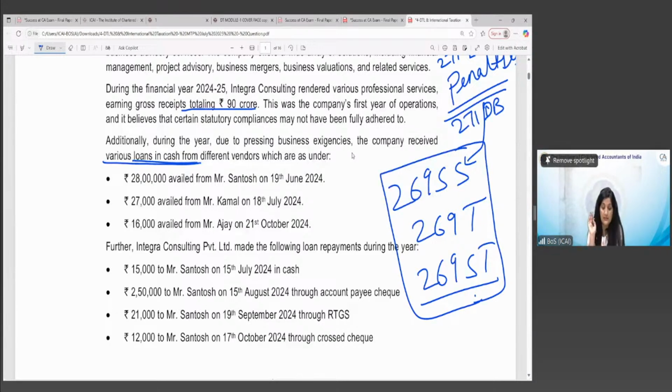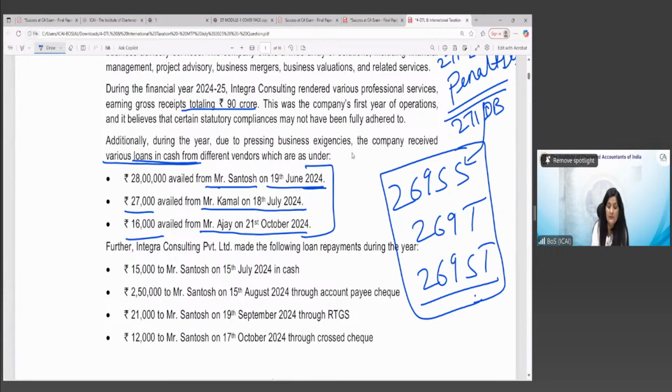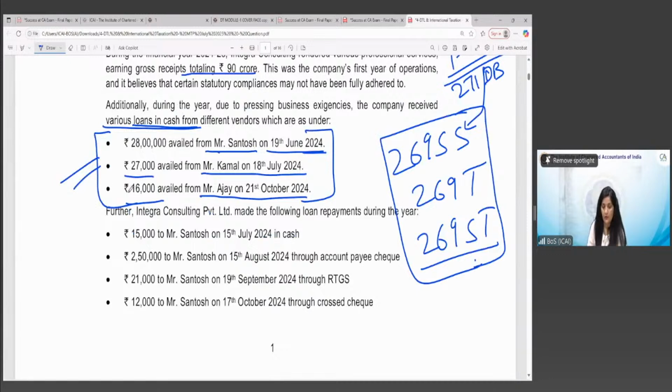If the person has taken in cash, how much has he taken? The company has received a loan from Mr. Santosh on 19th June 24. Then again it has availed a loan of 27,000 from Mr. Kamal on 18th July. Then 16,000 from Mr. Ajay. So these three loans, remember these three loans the company has taken? Okay? Various different dates. Now, on one day they have taken the 16,000 loan also. Here they have taken 27,000. Here they have taken 28 lakhs.